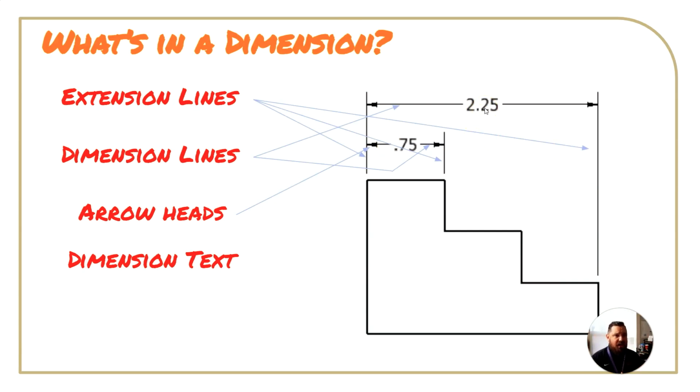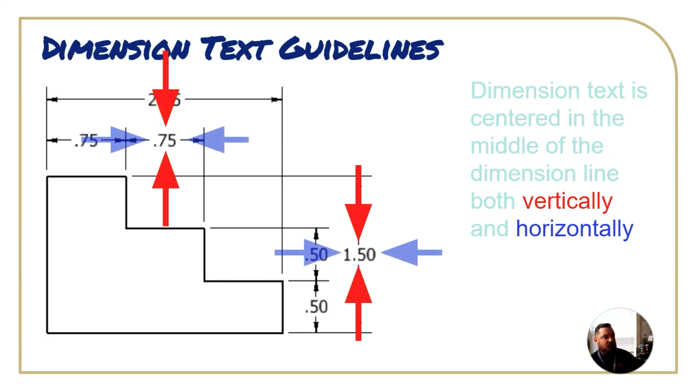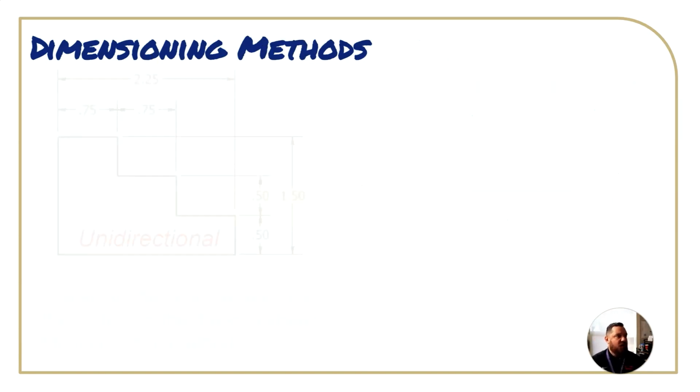There are cases where we will offset them if text is overlapping, but generally speaking, those dimensions are going to be at the center point there. Alrighty, so dimension text is going to be centered both vertically and horizontally, both ways, as you can see there.